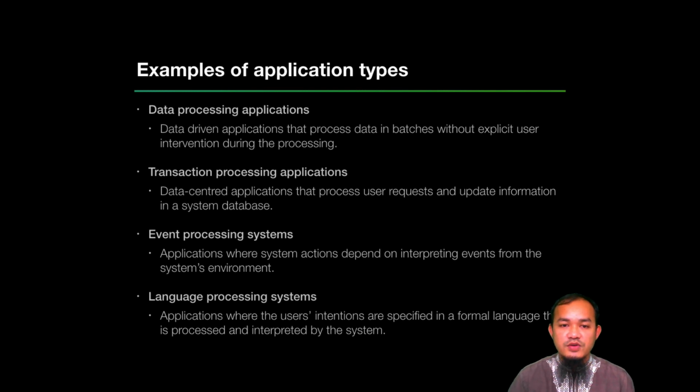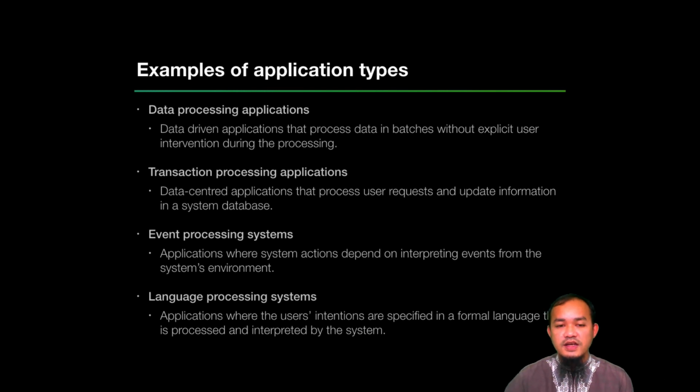Transaction processing applications are data-centered applications that process user requests and update information in the system database. You see selling, buying, and banking systems; these are kinds of transaction processing applications. Event processing systems are applications where the system depends on interpreting events from the system environment. Language processing systems are applications where the user's intentions are specified in a formal language that is processed and interpreted by the system. Most language processing systems are compilers, which is one example.